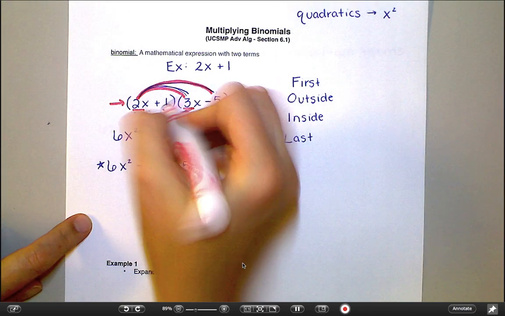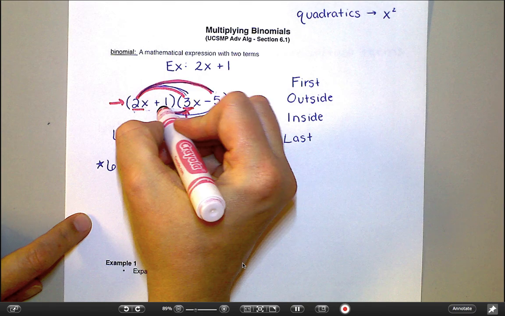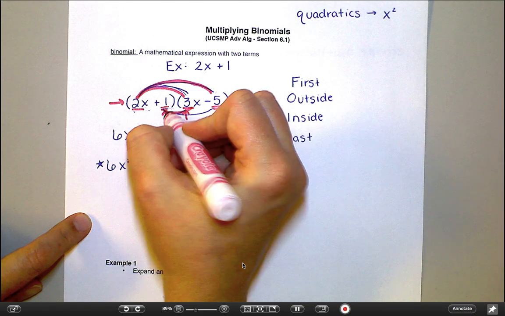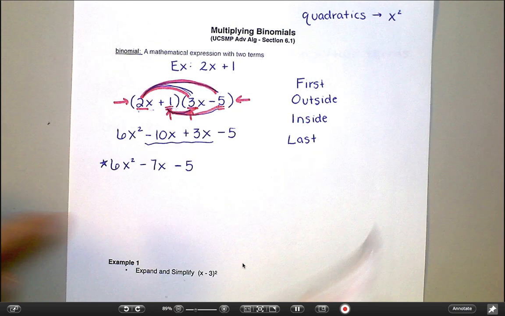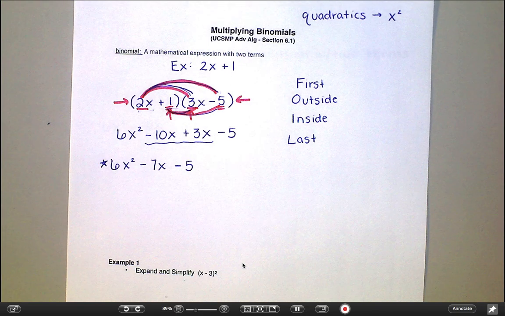And then last would be the last one in each parenthesis. That's the 1 and the negative 5. Okay? But that really is just an acronym to kind of help you stay organized. It's the exact same thing as doing the distributive property twice.